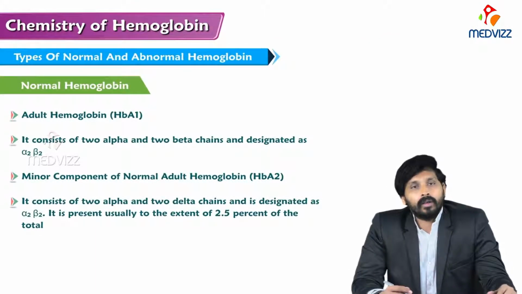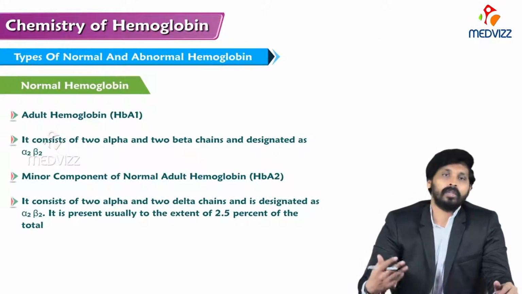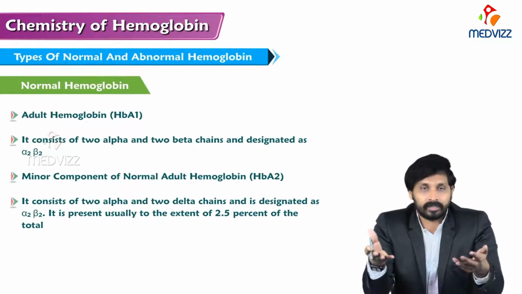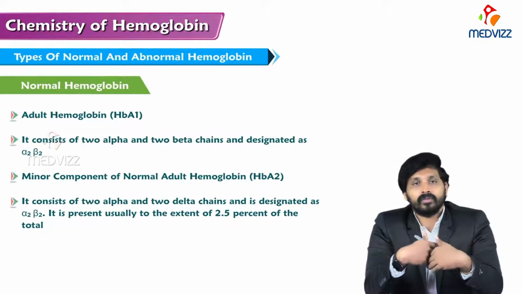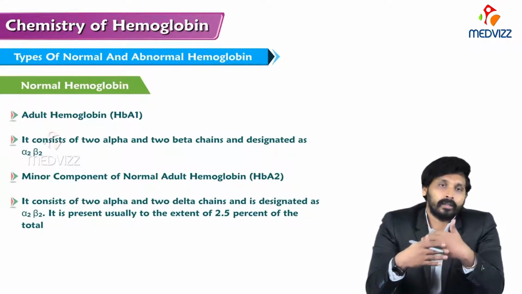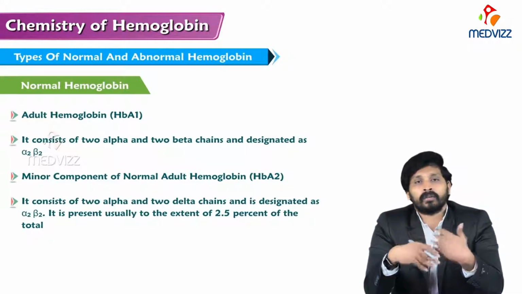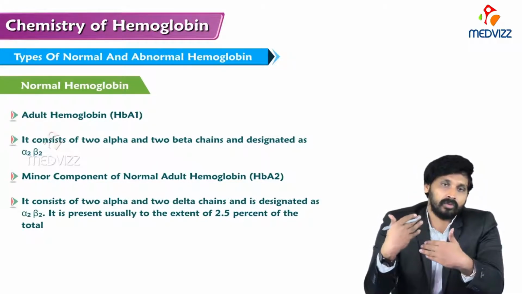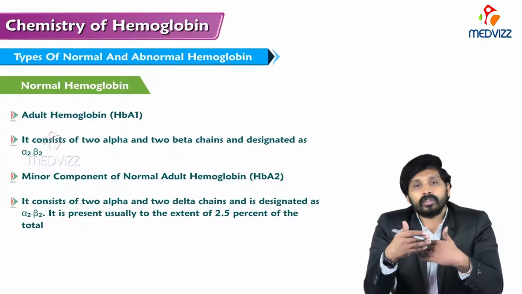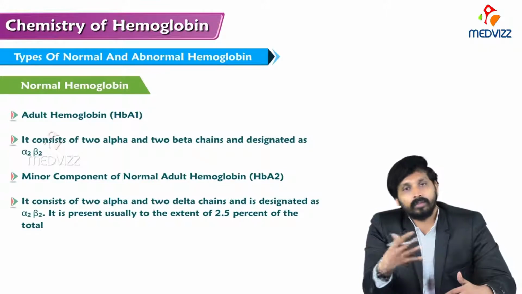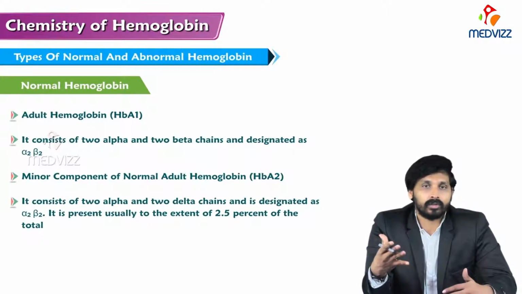Hello everyone. In this video, we'll discuss the types of normal and abnormal hemoglobins. In our previous videos, we talked about the structure and functional aspects of hemoglobin, the effect of pH and carbon dioxide on the binding capacity of oxygen to hemoglobin, and the importance of 2,3-BPG. So we'll talk about the various hemoglobins that exist.